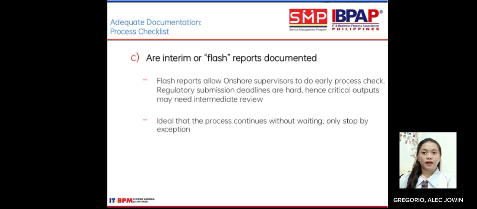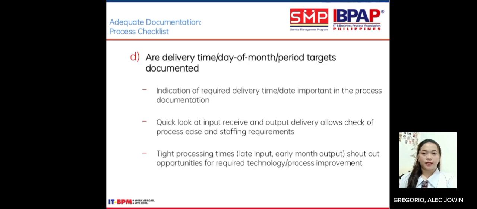C. Are interim or flash reports documented? Flash reports allow the onshore supervisor to do an early process check. Regulatory submission deadlines are hard, hence critical outputs may need intermediate review. Ideally the process continues without waiting. Only stop for the exception.